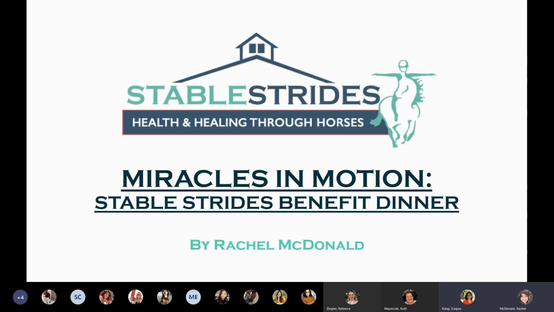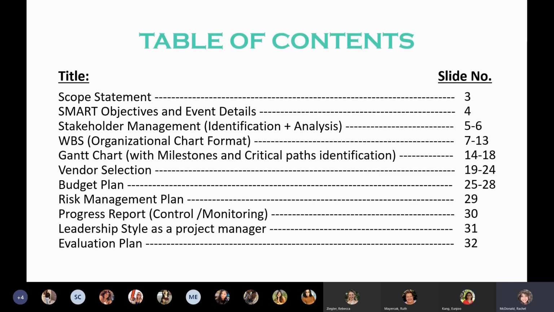So, the name of my event is Miracles in Motion. It is a Stable Strides benefit dinner. And just a little background on Stable Strides. Stable Strides is a therapeutic horse riding academy that provides physical therapy and mental therapy and different types of therapy for individuals. So here's the table of contents really quick.